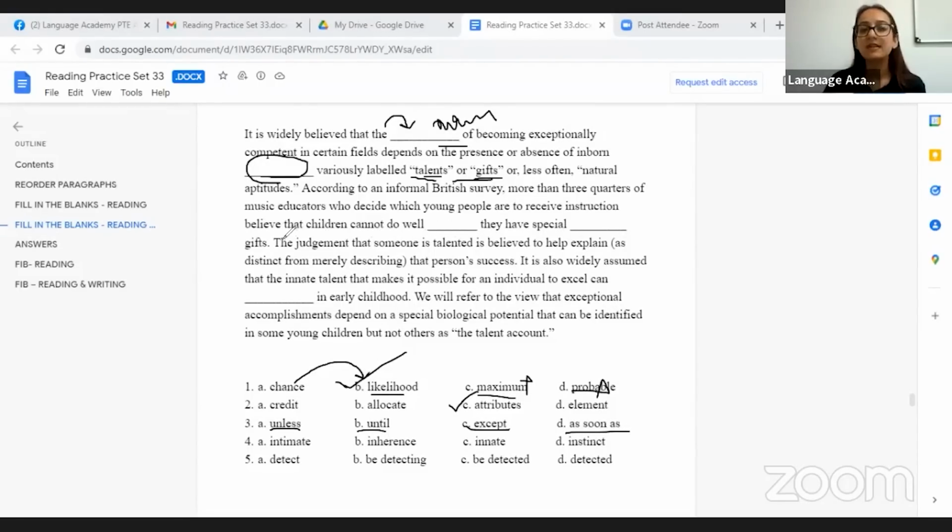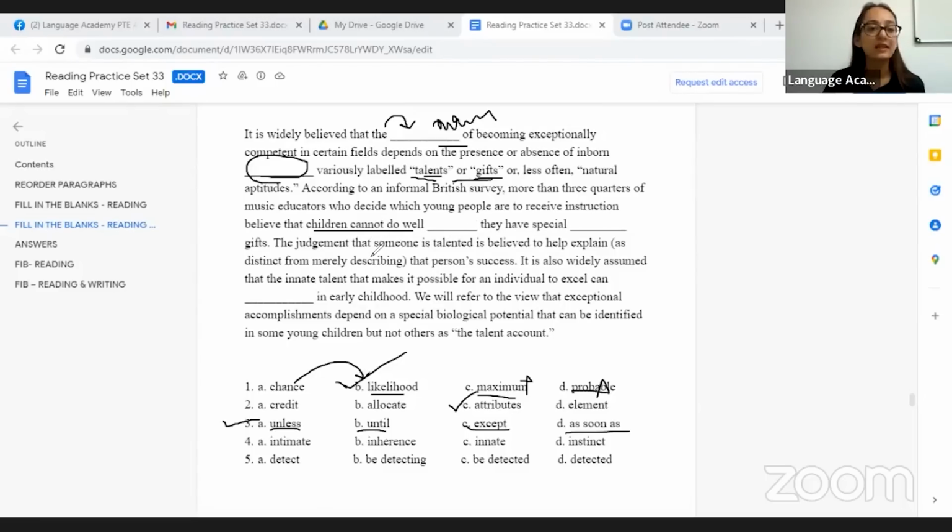So they believe that children cannot do well. This has nothing to do with time. They are saying children cannot do well unless they have special gifts. Means those children who do not have special talents cannot do well. So having a special talent is the condition that is being discussed here. And most of you have got it correct. They cannot do well unless they have special dash gifts.